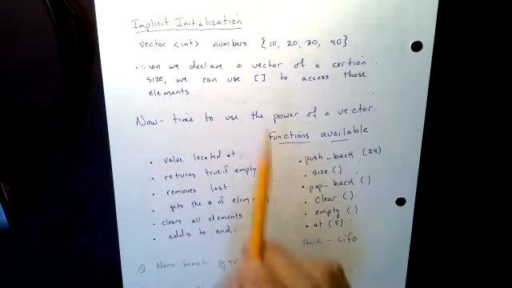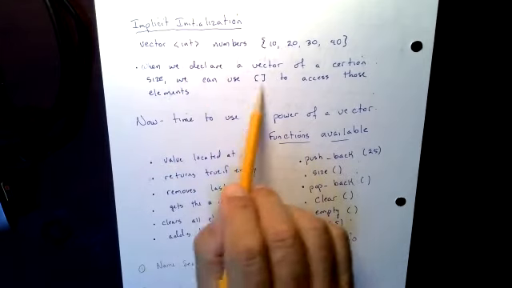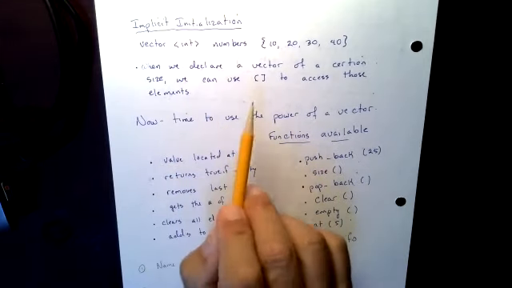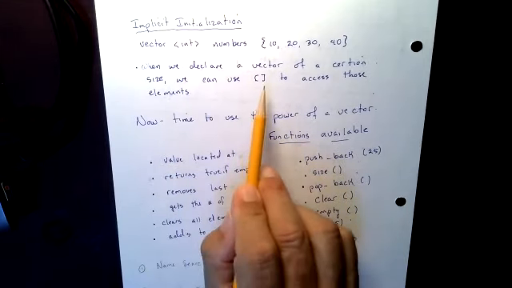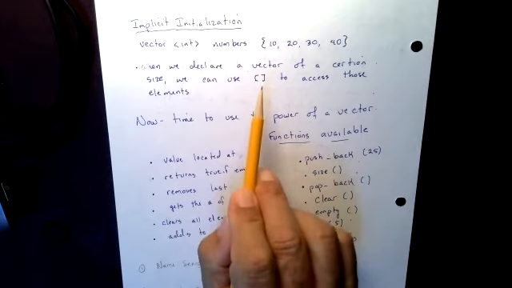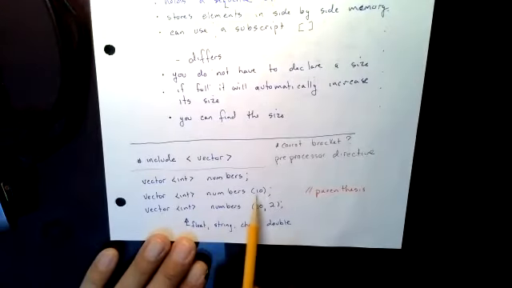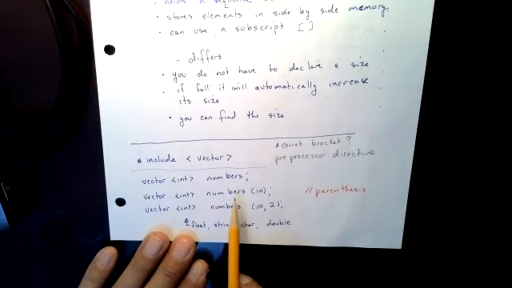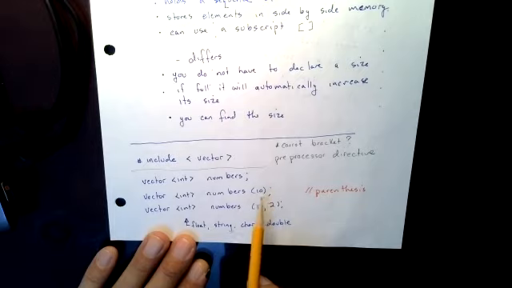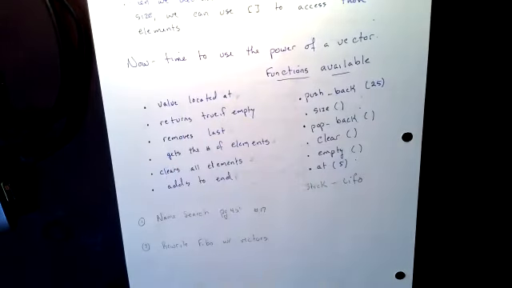Okay, going back to the last page. When we declare a vector of a certain size, we can use square brackets with it, just like we did with an array. So if I look at this second one, vector int numbers, I could use numbers square bracket 2 if I wanted. But it's only when I declare the size of the vector. Okay, I'm coming back over here. That was just a little side note.